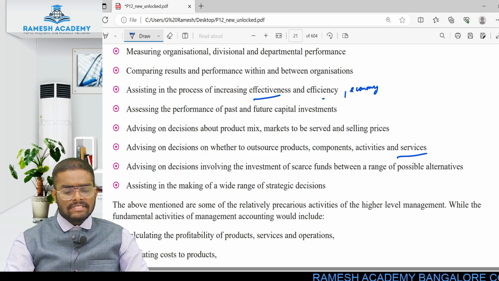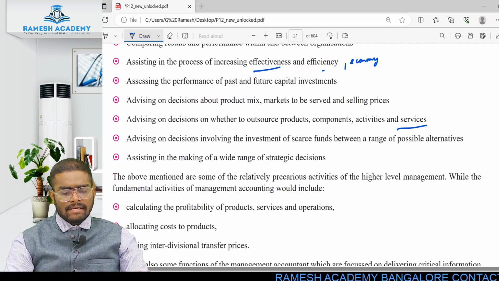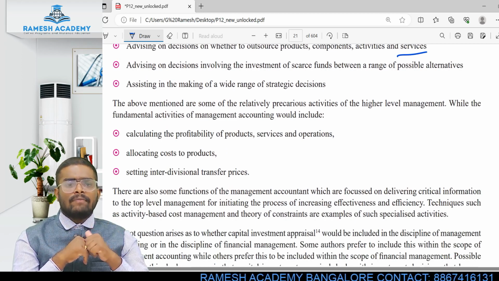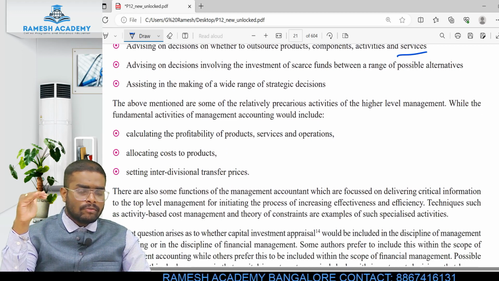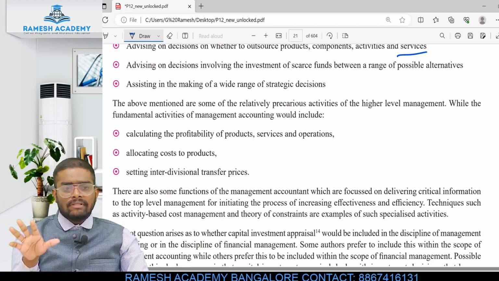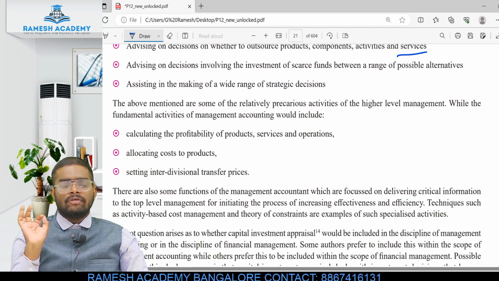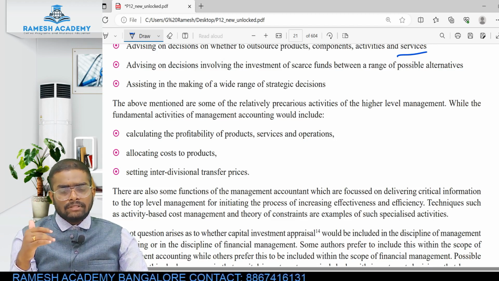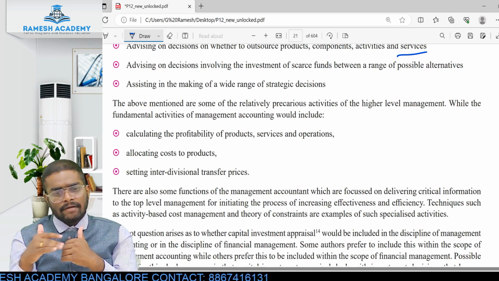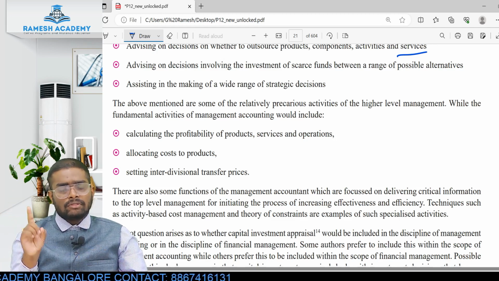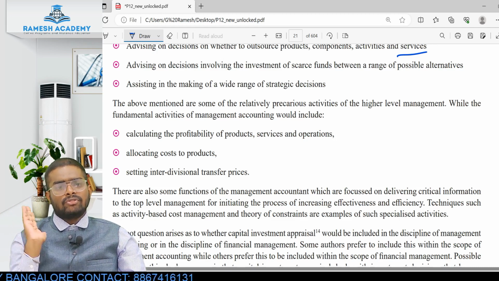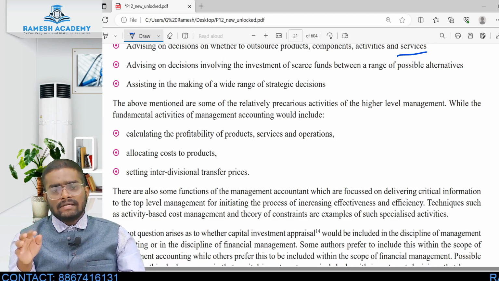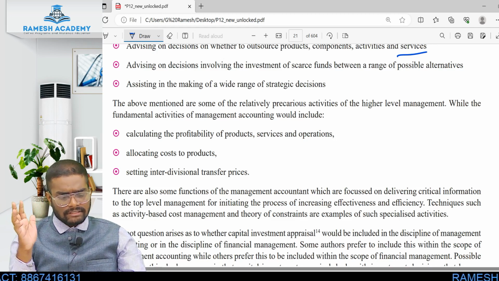So next we have assisting in the making of a wide range of strategic decisions. Strategic decisions are mainly taken by top level management. They are the persons who will be making long term decisions. For that they need to have information. Strategic decisions are of utmost importance. They will have an impact for longer, maybe 10 to 20 years. So one wrong decision can lead to the closure of a company. That's the reason management accounting helps in making better strategic decisions.